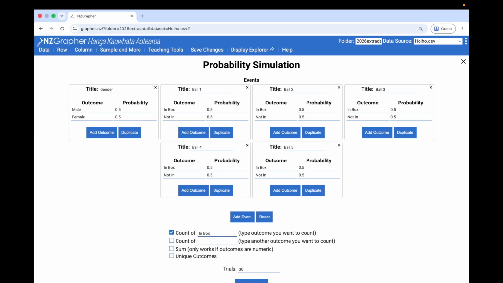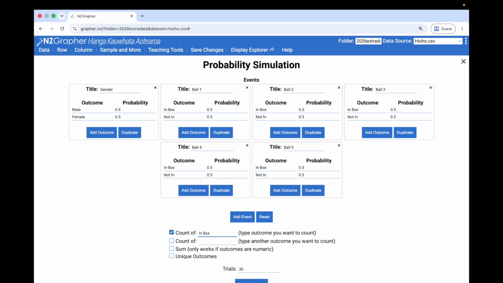And then you can choose how many trials you're going to do. I'm going to do 30 because 30 sounds like a fun number to do. You could do 10. You could do 100. And you could play around and see what happens. That's the wonderful thing with simulations.